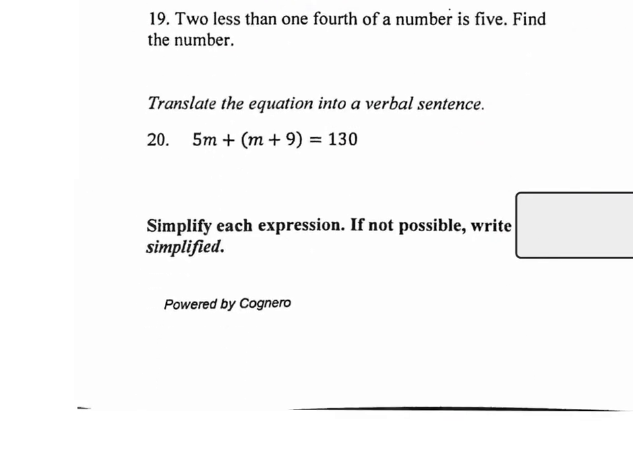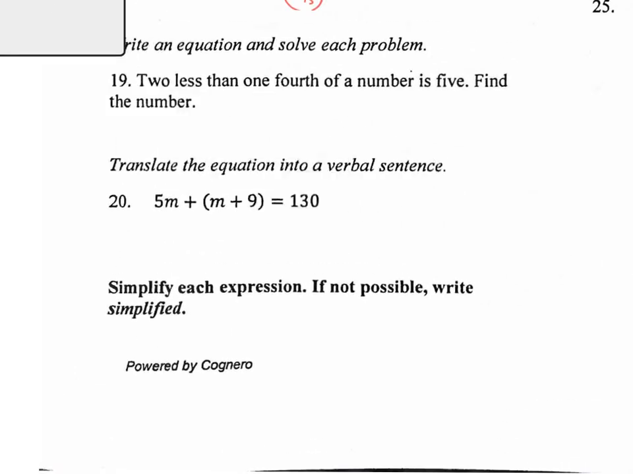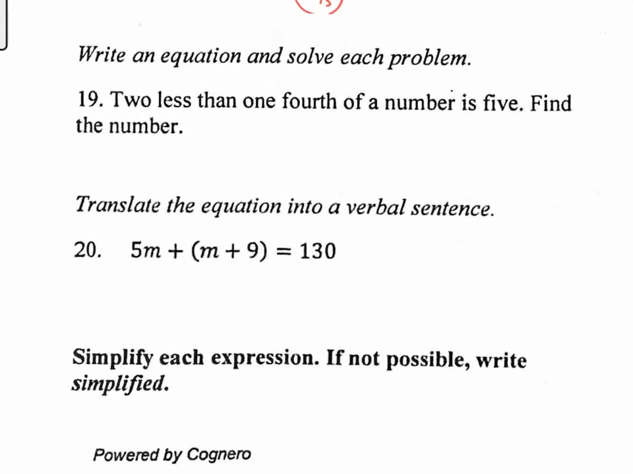Moving on, number 19. 19 says write an equation and solve each problem. Okay, 19, 2 less than. So what does less than imply? Subtraction, and you switch the order. All right, so less than is a minus sign. The 2 used to be first, but we're going to put it over here second. So 2 less than what? 1/4 of a number.